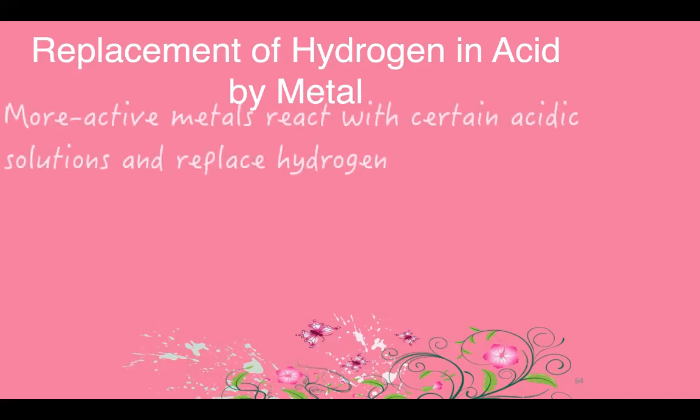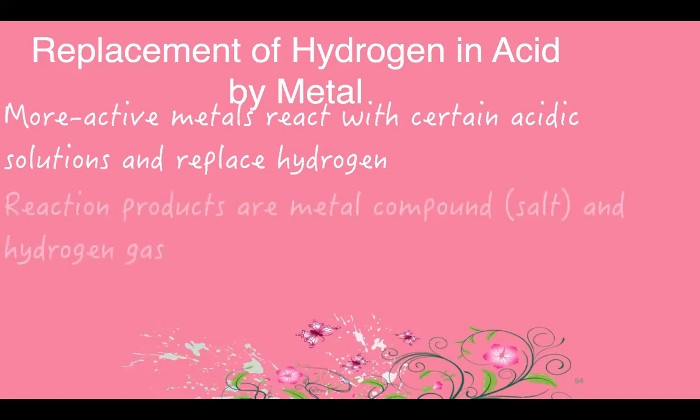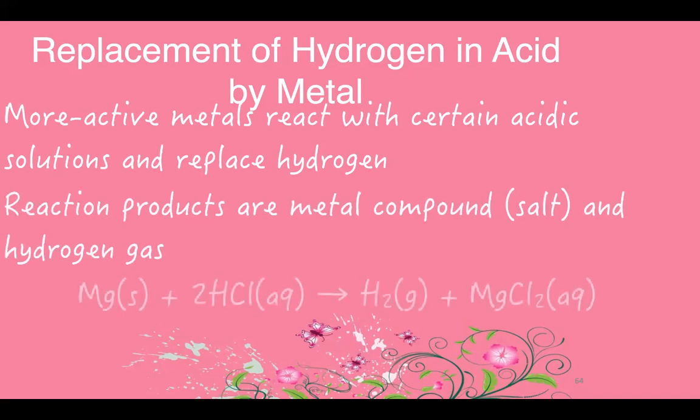Okay. Now, more active metals can react with certain acidic solutions to replace the hydrogen as well. So what's going to happen here is that you're going to have a metal compound, which is called a salt, and hydrogen gas. For example, magnesium is quite high in the activity series. So it is going to replace the hydrogen in the hydrochloric acid. And so you're going to get the metal plus the non-metal. That's magnesium chloride. This is a salt and hydrogen gas.